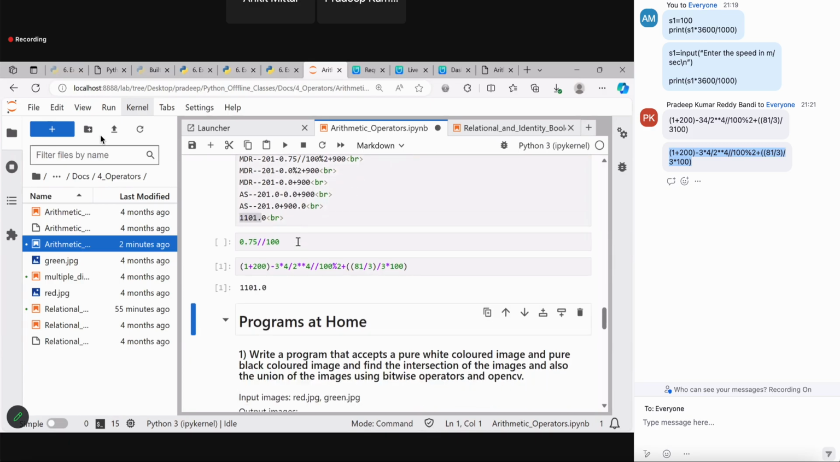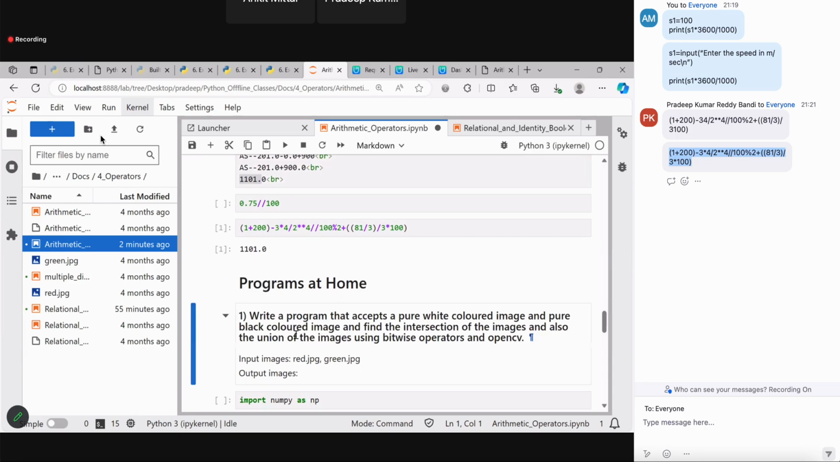And since you are asking what the real use case is, something like this, I have one thing for bitwise operators. I'll come to this when we complete the bitwise.